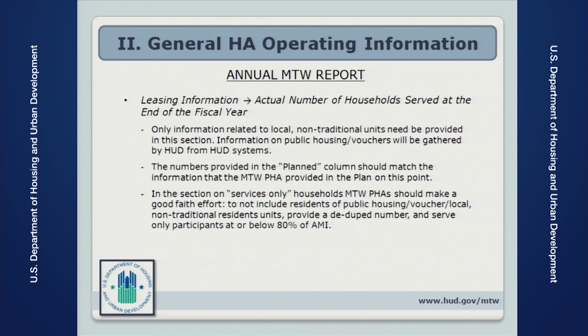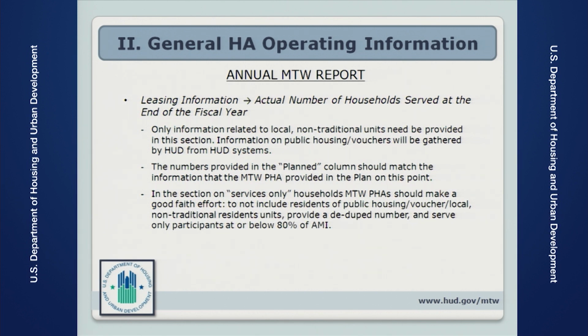Again, information is provided as both a snapshot and annualized number, and again, as both tenant-based and property-based assistance. So you'll want to pull the numbers that you provided in the plan section of the MTW plan, put them in the corresponding boxes, and then report on what the leasing numbers actually were. There's also a section here to report on services-only households. These are those households that the MTW PHA is assisting with their uses of funds flexibility, any services only that are provided to households that are not receiving housing assistance.